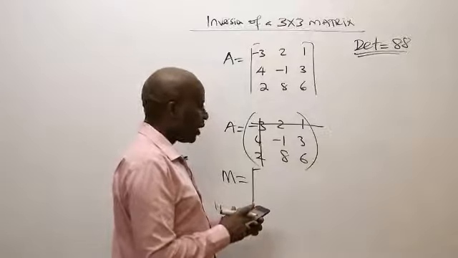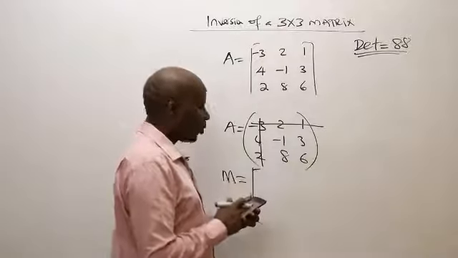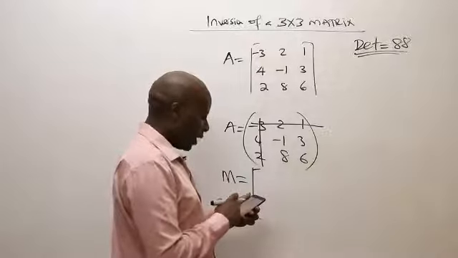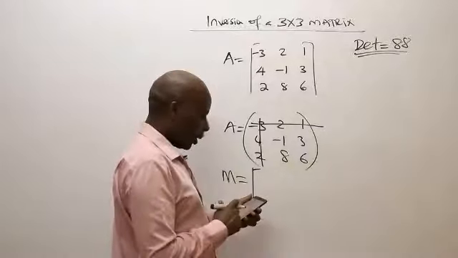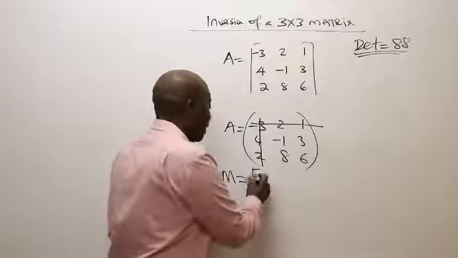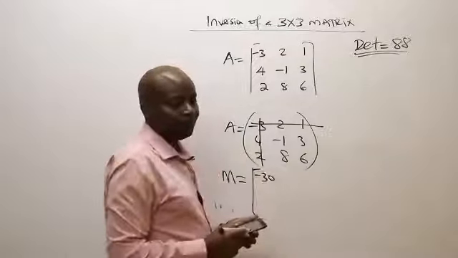And for secondary, I must always open brackets for secondary. So for secondary, we have here 8 by 3. Always open brackets for secondary. So then, ladies and gentlemen, what will I have at the end of the day? The minor of this is negative 30.